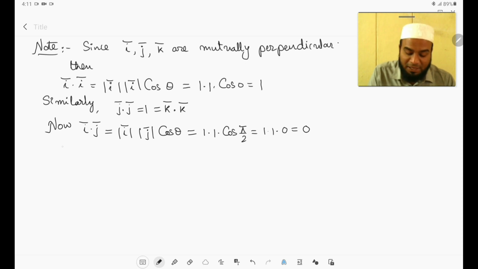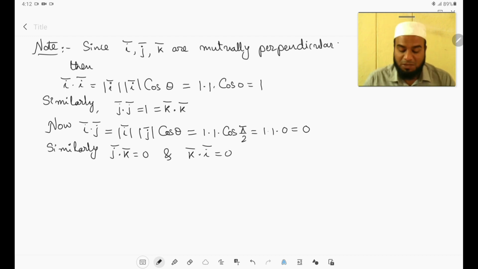Similarly, j bar dot k bar, if we find, we'll get 0, and if we find k bar dot i bar also, we'll get 0, because the angle between them will be pi by 2. Because of that, we are getting the value to be 0, right? Next, we'll see one more note.